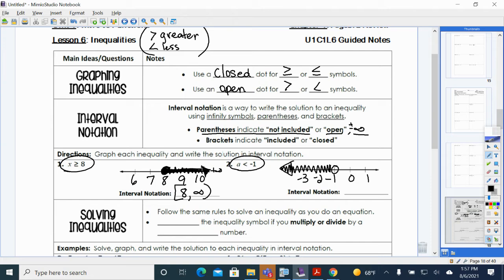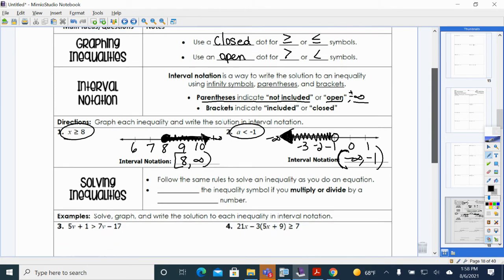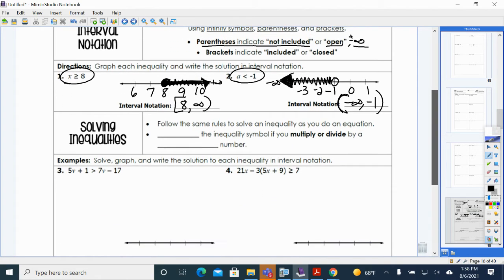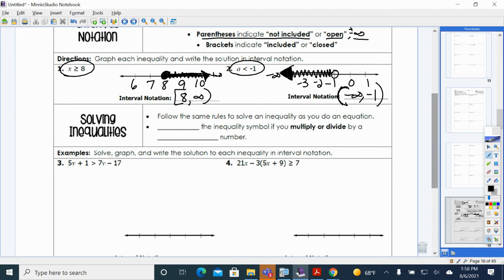For my interval going from left to right, left is negative infinity, to right is negative 1. Negative 1 is an open circle, so that's going to be a parentheses, and infinity is always a parentheses. So again, interval notation is just letting us know that everything is shaded from negative infinity to negative 1, and because that negative 1 has a parentheses, it is not included in the solution.